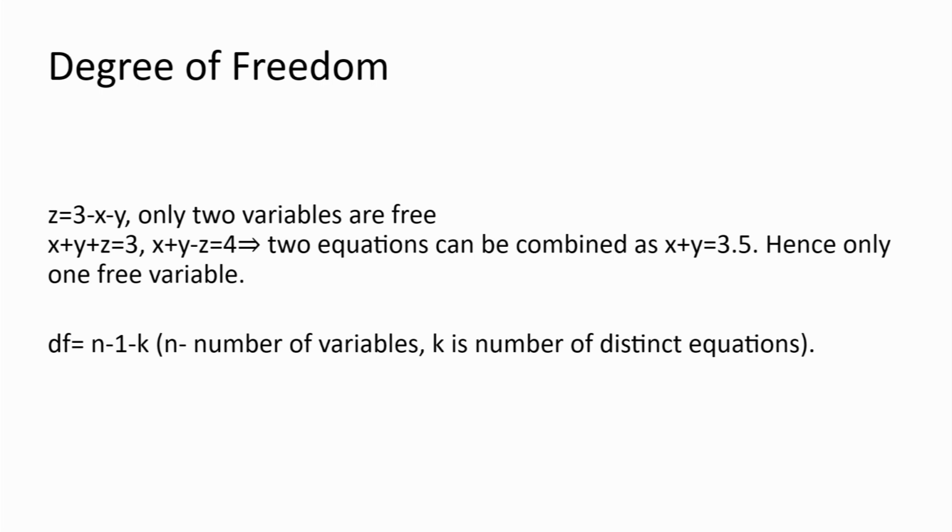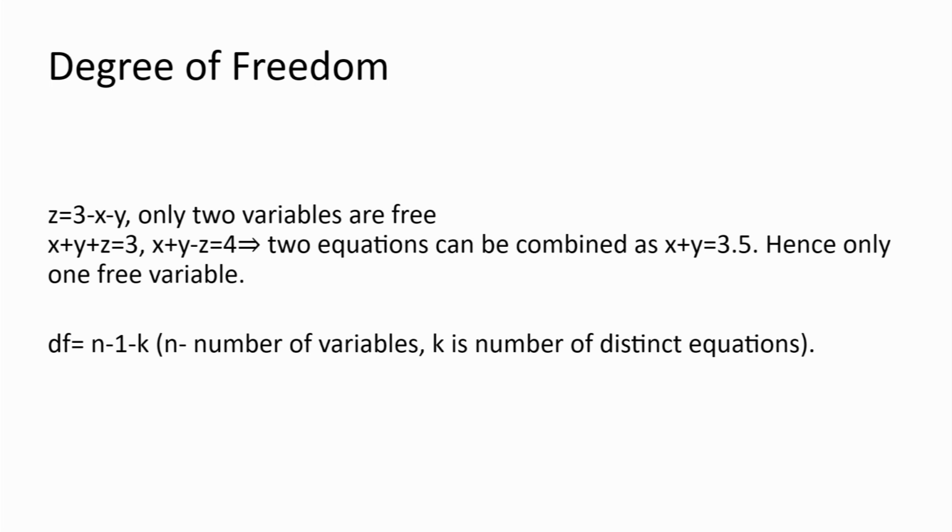Now, as you can see, if we go by previous logic, there would be two free variables, but because there are 2 equations, in earlier cases we had 3 variables and 1 equation, now we have 3 variables and 2 equations. When we combine these, x plus y is equal to 3.5, which means only one variable is free.